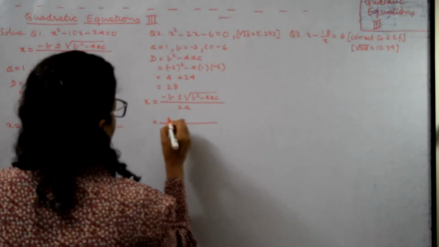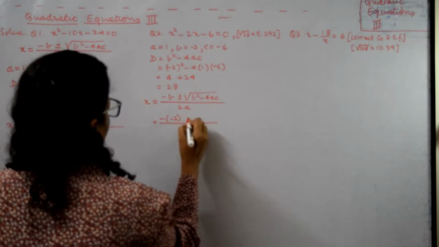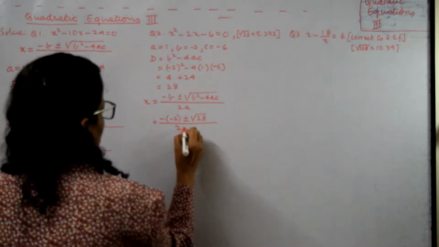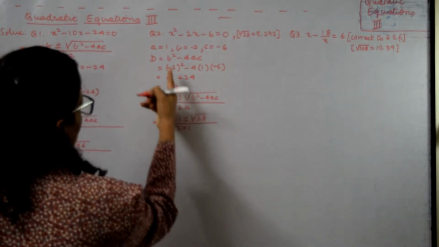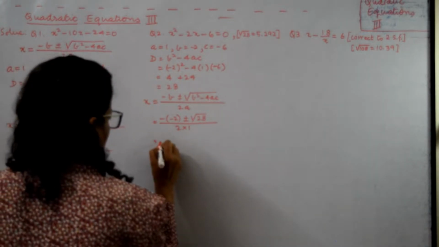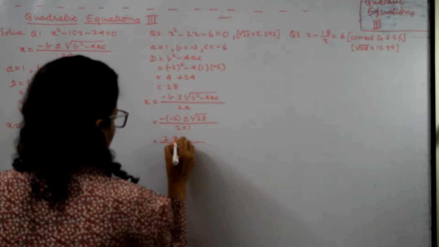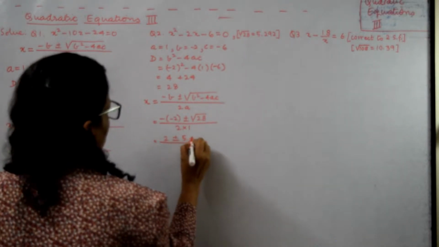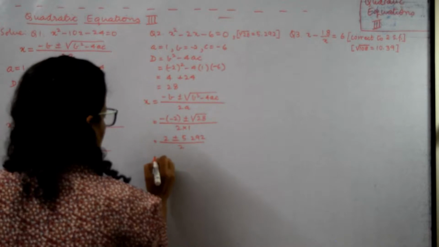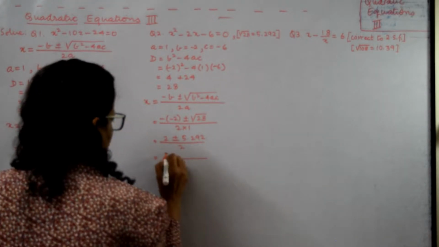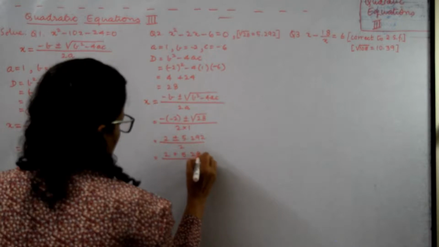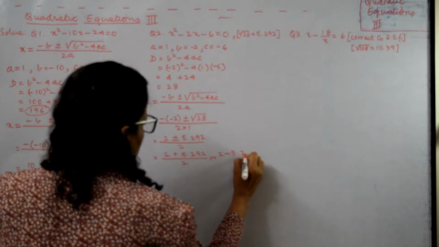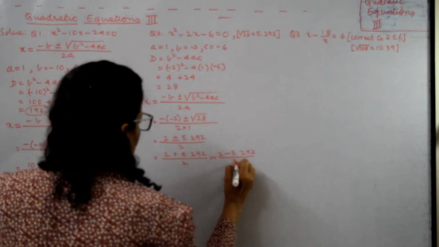That will give us, now let us substitute minus into bracket minus 2 plus or minus under root 28, upon 2 into 1, substituting the value of a as 1, and then that will give us 2 plus or minus, now root of 28 we already have the value, so 5.292 upon 2. Next step, 2 plus 5.292 upon 2 or 2 minus 5.292 upon 2.